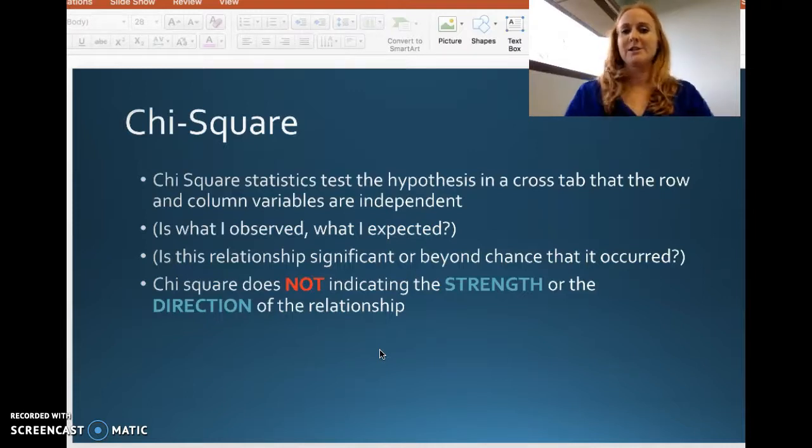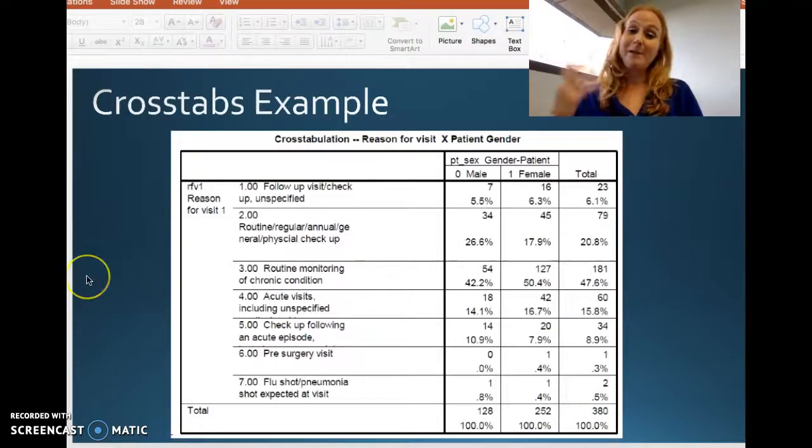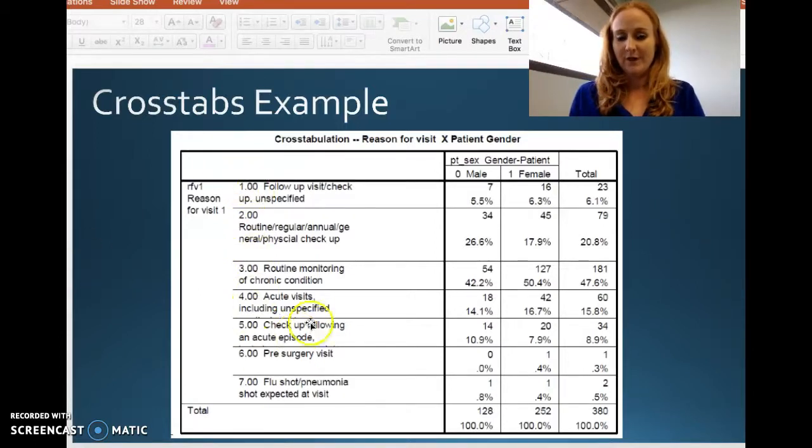Okay, here's another example of chi-square. So here we have some medical data. We have the reason for your visit. Okay, so this is patients at a hospital. They have 1, 2, 3, 4, 5. These are just little numbers that represent a category of information. So 1 is I was at a follow-up or a visit. Number 2 was a routine checkup. Monitoring a chronic condition is number 3. Acute visits. Checking up on an acute episode. A pre-surgery visit. A flu shot. So it gives lots of categories as to why someone might go to the doctor.